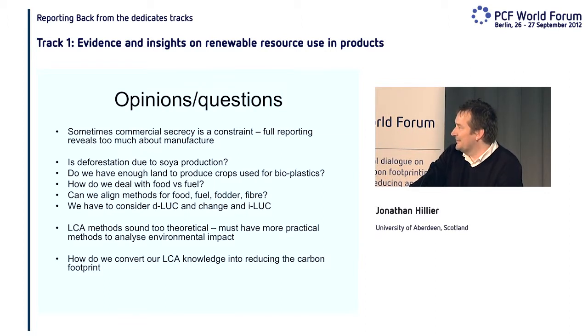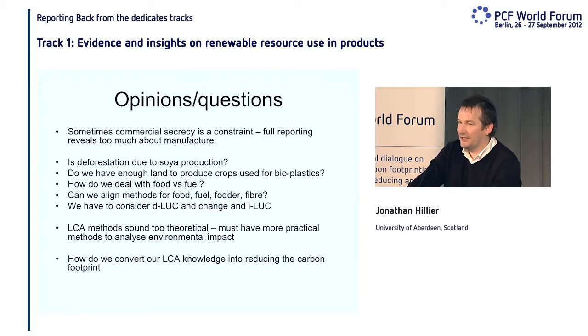These are other questions which are very common. So, for example, is deforestation due to soya production? Do we have enough land to produce crops used for bioplastics? How do we deal with food versus fuel? So can we have, for example, aligned methods to assess food, fuel, and different agricultural products? And there was a strong feeling from the views coming back that we have to find a way to consider direct and indirect land use change in the methodologies to assess environmental impact of products.